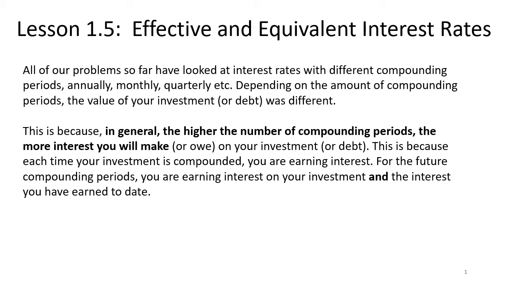So in general, the more compounding periods you have, the more interest you will make. In other words, a lower nominal interest rate compounded more often will be the same as a higher nominal interest rate that's compounded less often. Again, that comes down to the fact that each time it's compounded, you're earning interest. It's going into your account, and for the next period, you've got more money in there, meaning you can earn additional interest on that interest you've already earned. That all comes down to having more compounding periods.